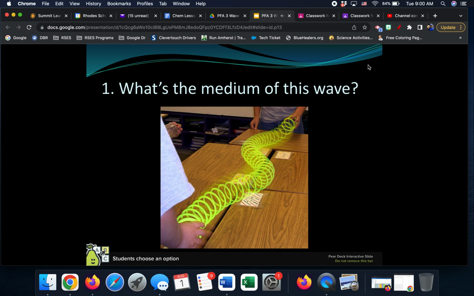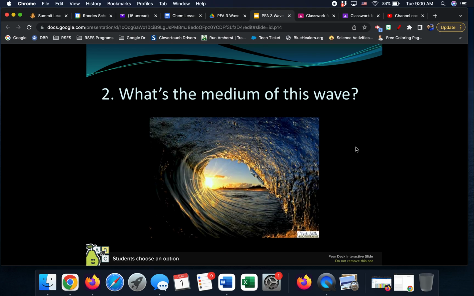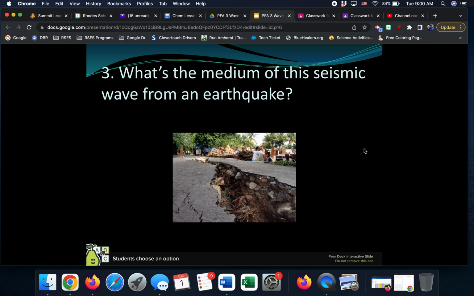We already said, hopefully you know this. Whenever you see these questions, press pause, think of the answer, then unpause. The slinky is the medium. The water. The ground.